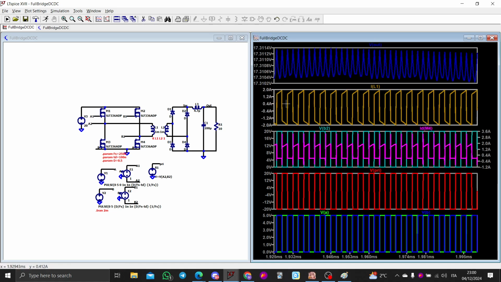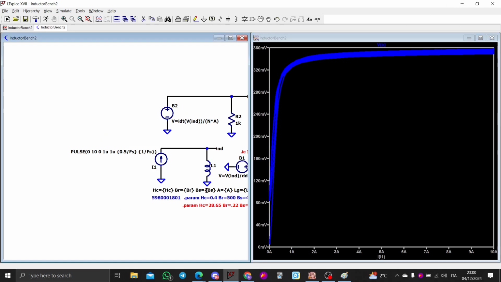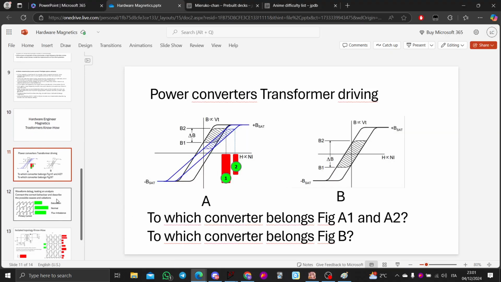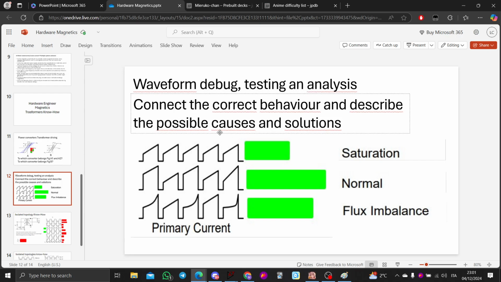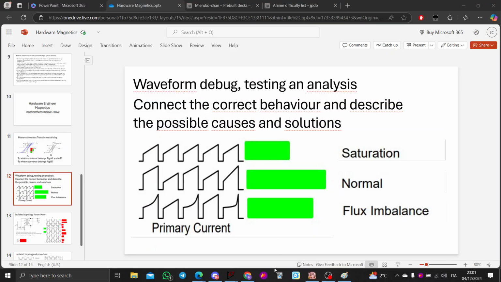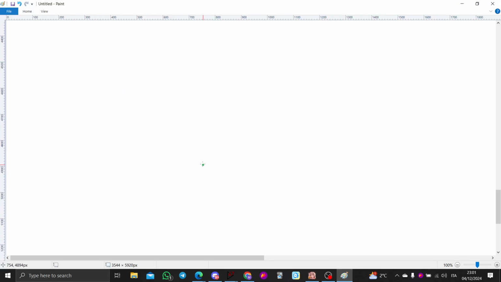The primary current goes between minus 2 amps and 2 amps. So the secondary is indeed the full bridge configuration. Now connect the correct behavior and describe the possible causes and solutions. So for this, I think that we need to understand what causes this in the first place.